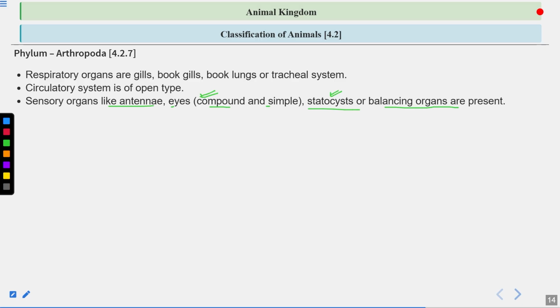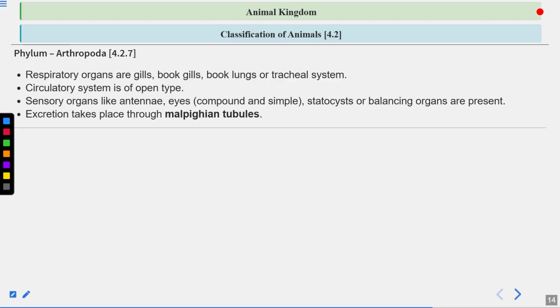Here, they have a very special organ. You have to remember this statocyst that helps in the balancing of the body, right? Because some of the insects are flying, so they need a balance.